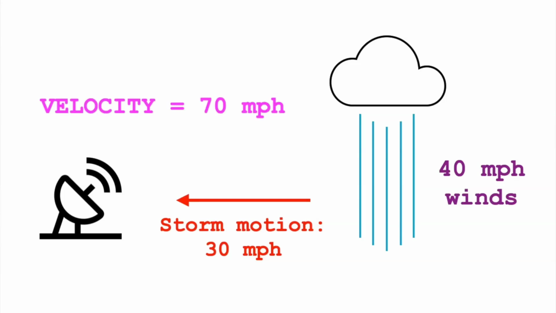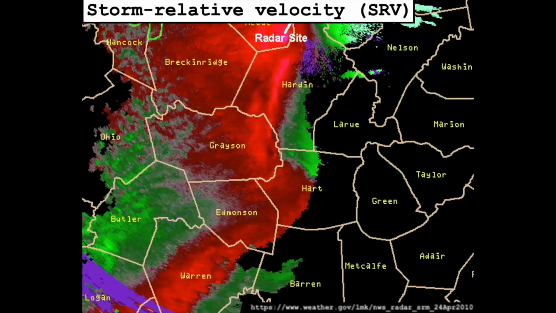To combat this, we can use a product called storm relative velocity, which subtracts out the storm motion. This can make it much easier to discern areas of rotation within the broader wind field.